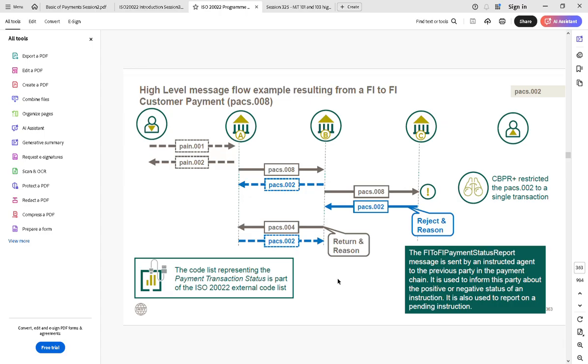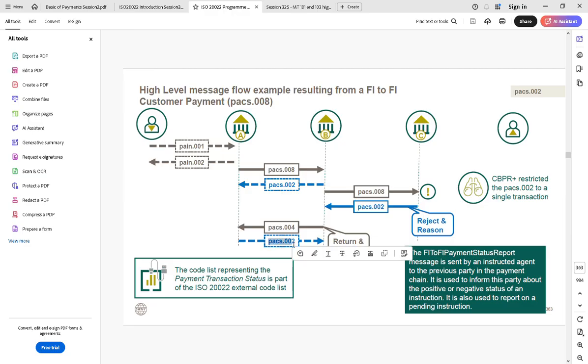PACS 004: return message, reversal message, refund message. Okay, three together, same thing. So where will the pacs.002 message go now? Because pacs.004 is going from bank B to bank A as a reversal, that's why the status will go in the opposite direction.